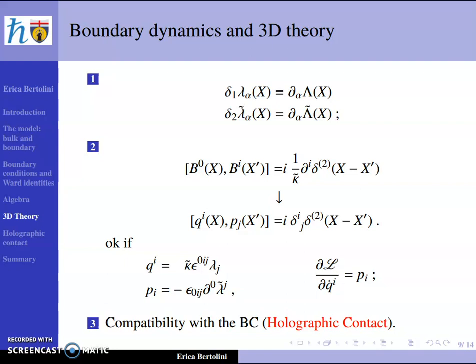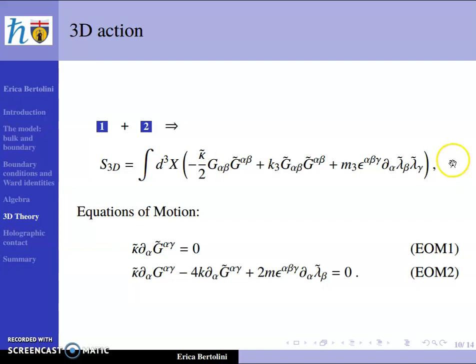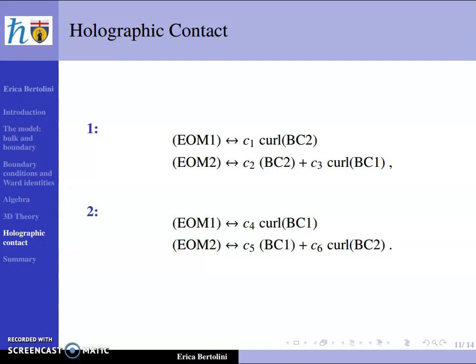So, from the first two points, we find this three-dimensional action and also a constraint on the dimension of the bulk boundary fields, which should be of mass dimension 1/2. So now we found these two equations of motion, and we must do this holographic contact. Can it be done? Yes, it can be done in two inequivalent ways, which involve the curl of the boundary conditions. And surprisingly, these two inequivalent holographic contacts give us two equivalent actions.